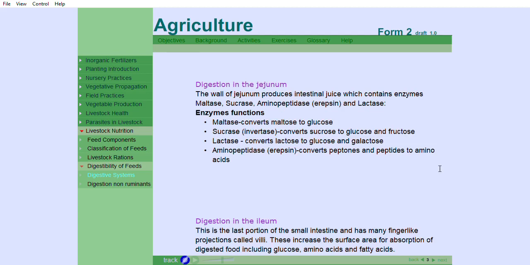Digestion in the jejunum. The wall of the jejunum produces intestinal juice which contains enzymes maltase, sucrase, erepsin, and lactase. Maltase converts maltose to glucose. Sucrase converts sucrose to glucose and fructose. Lactase converts lactose to glucose and galactose. Erepsin converts peptones and peptides to amino acids.